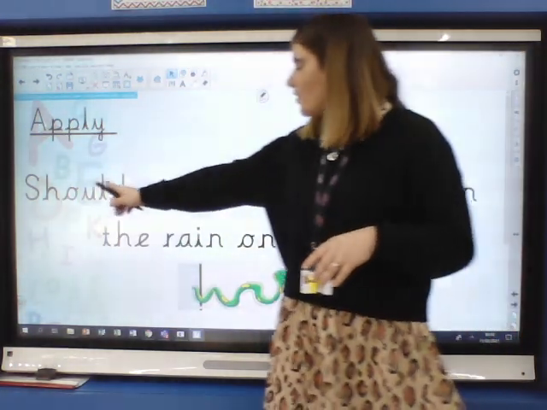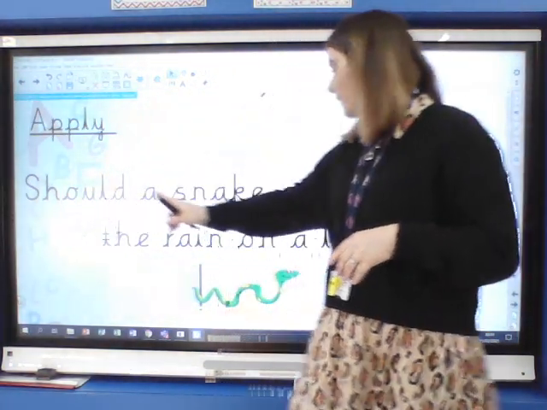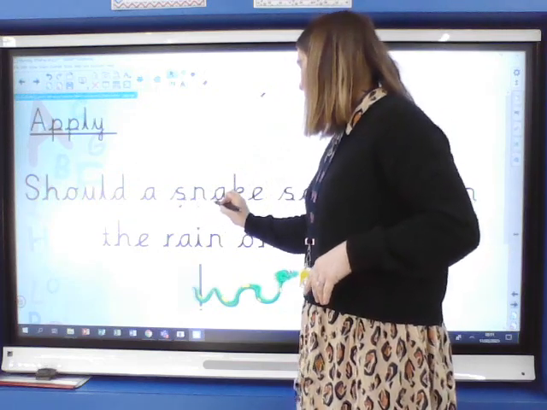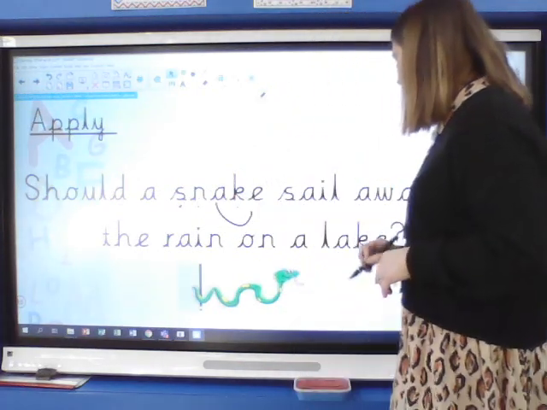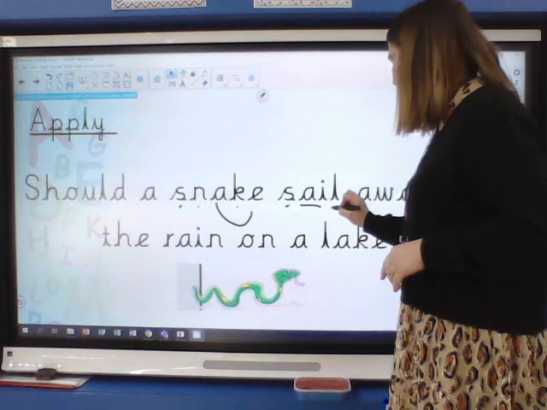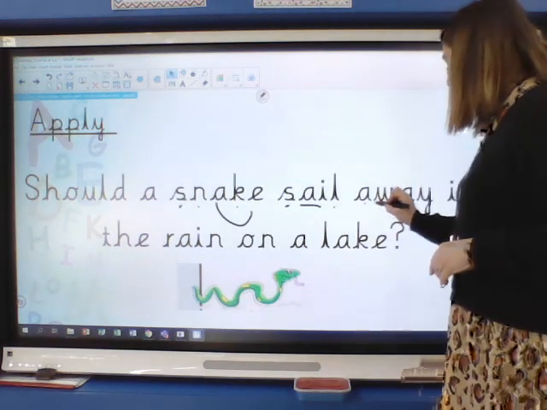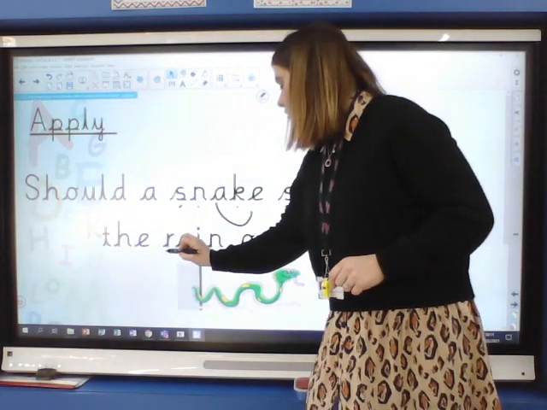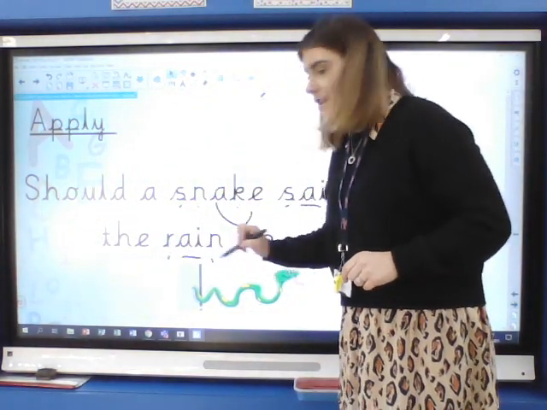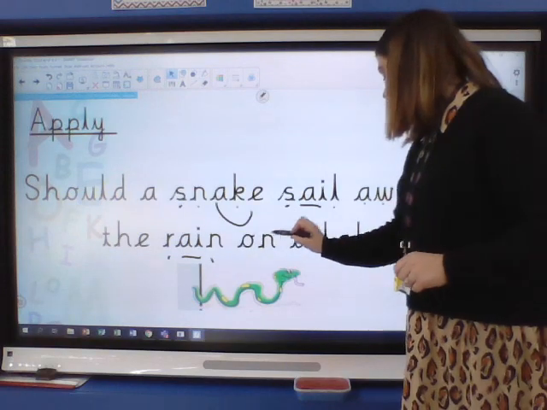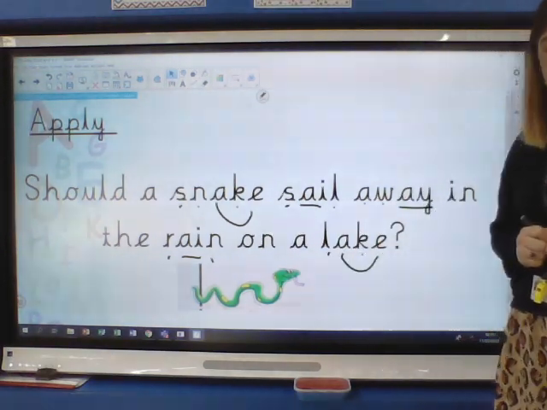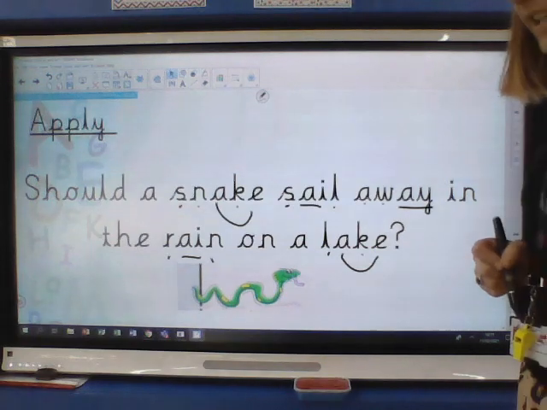We've got our tricky word, should, a snake, sail, away, in the rain, on a lake. How many A words did Mrs. Wood manage to include in my sentence?